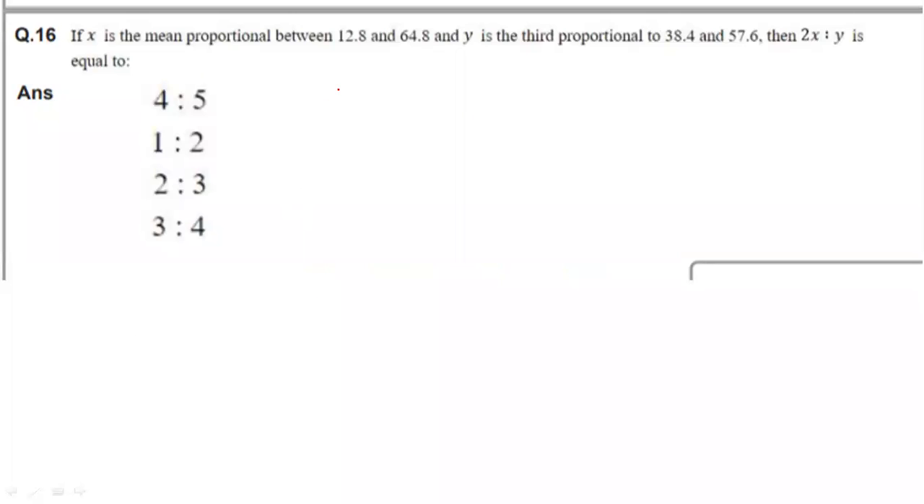X is a mean proportional between 12.8 and 64.8. Y is a third proportional between 38.4 and 57.6. He is asking the ratio of X and Y. Luckily, we have one decimal everywhere, right? So for the X and Y values, we will get the same number of decimals. So I am removing the decimals and doing the answer. So X is a mean proportional of 128 and 648, I am taking. This is how mean proportional can be found.